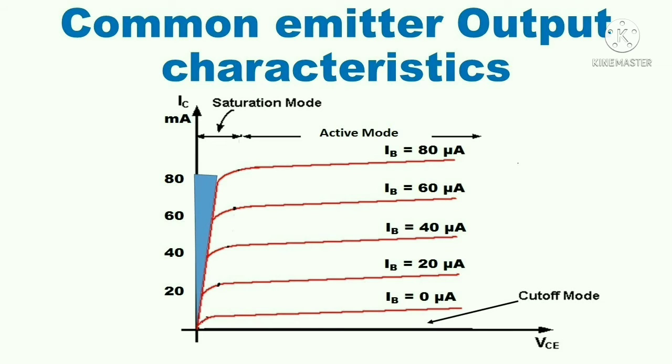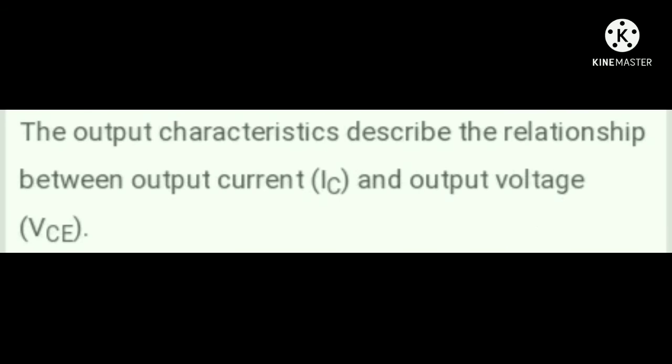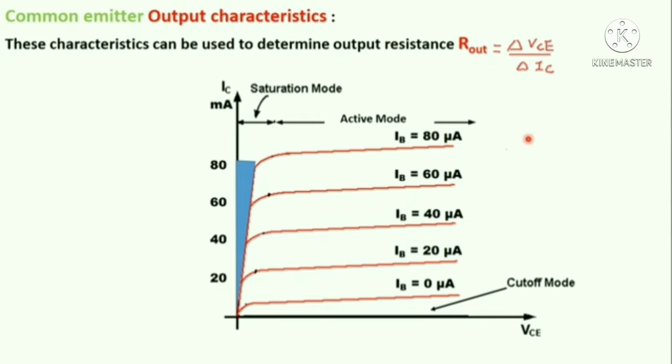Theory of the common emitter output characteristics. The output characteristics of common emitter is the curve between collector current IC and collector to emitter voltage VCE at constant base current IB, which basically describes the relationship between output current IC and the output voltage VCE. Using these characteristics, we can determine the output resistance, which is equal to change in collector to emitter voltage divided by change in collector current.